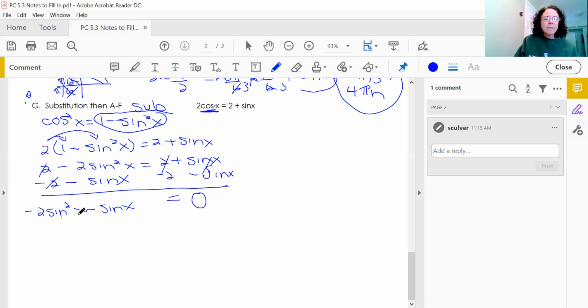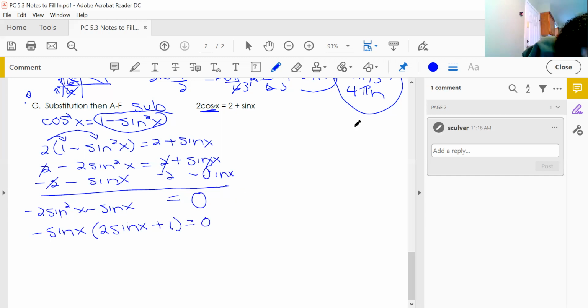Okay, so at first it looked quadratic, but I don't think it is. I think what I have is a greatest common factor. I do see both have a negative in common and a sine in common. Negative sine of x, that would leave a 2 sine in the first term and a plus 1 in the second term. Right? So now I'm going to set them both equal to 0.